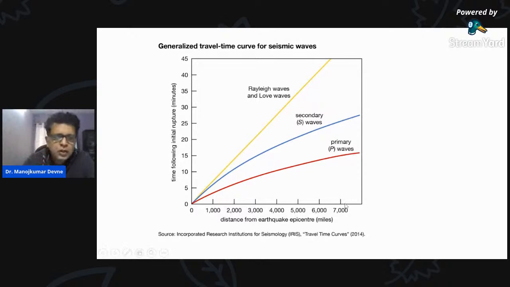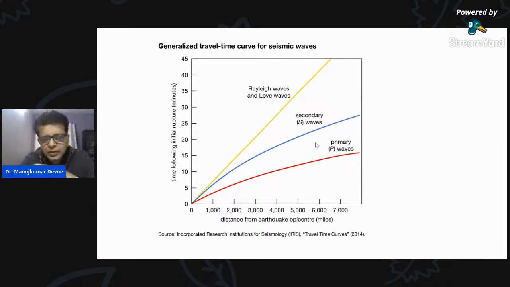You'll see that 6,000 kilometers will be traveled, 10,000 kilometers will be traveled by the primary waves within the first 10 minutes. And the same distance, the secondary waves would take another 10 minutes, so around 21, 22 minutes. But it would take 40, 45 minutes for it to reach around 10,000 kilometers as such. So please let me correct myself, and you can correct your notes if you are taking down your notes. The slowest of them are the ground waves, that's the Rayleigh and the Love waves.